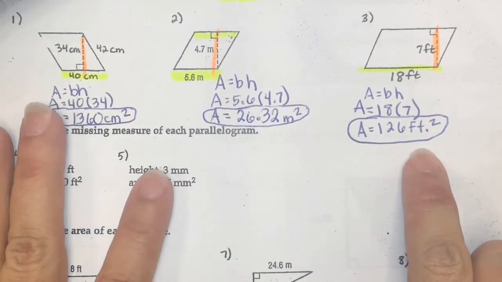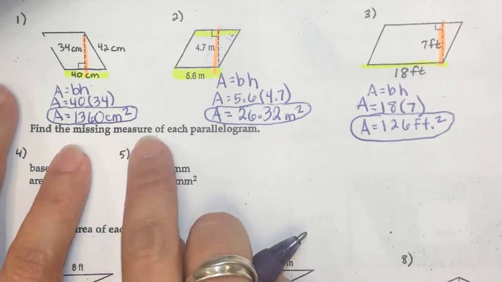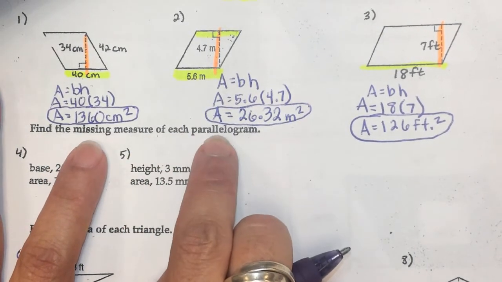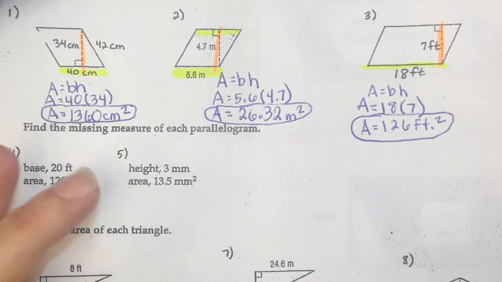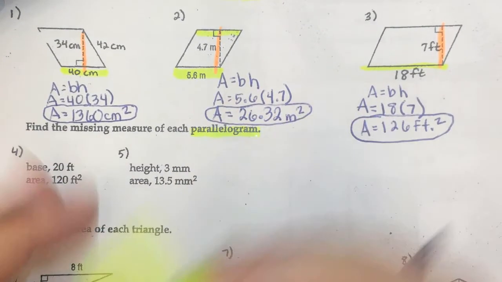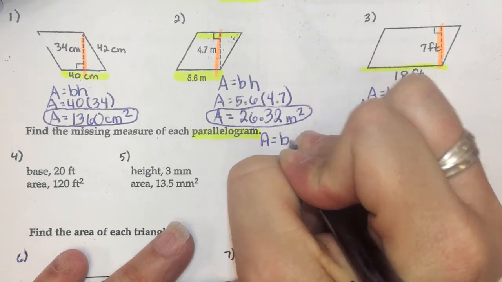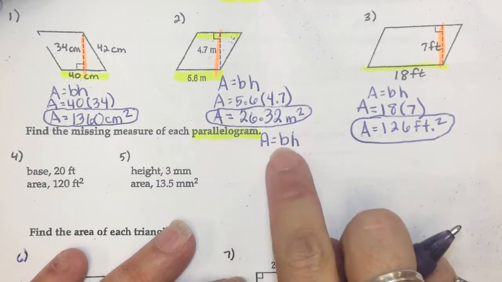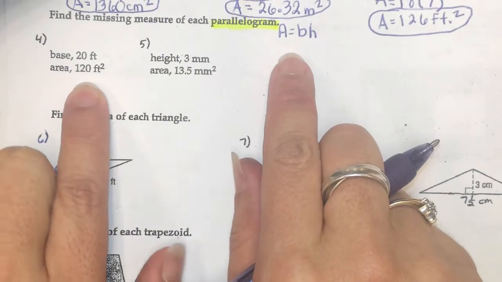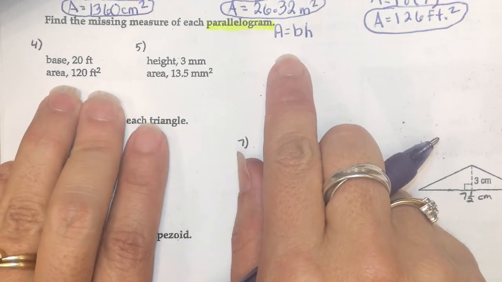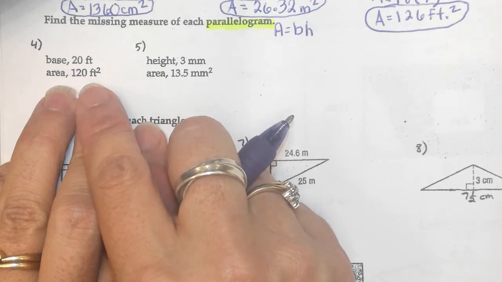Okay. Now, the next directions are different. They say find the missing measure of each parallelogram. Now, the key to this is, yes, parallelogram. That's like your gold mine word right here. An area. So, the formula is A equals base times height. That's like your magic words. Now, look. Over here is number 4. And I want you to look. It says that it's got a base of 20 and an area of 120.